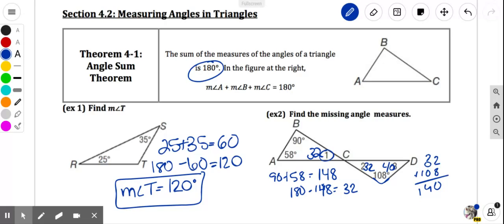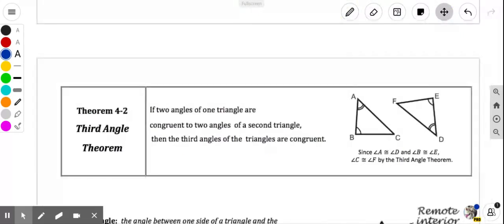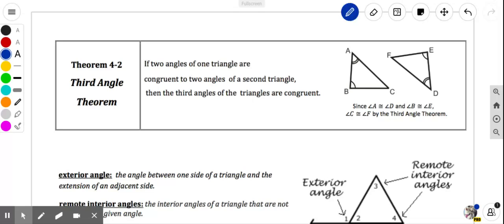So that's how you would find all of those. So that's angle sum theorem. The next theorem is called third angle theorem, and it says if two angles of one triangle are congruent to two angles of a second triangle, the third angles of the triangles are congruent.